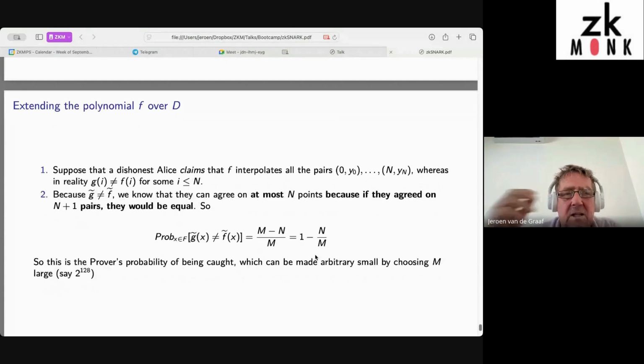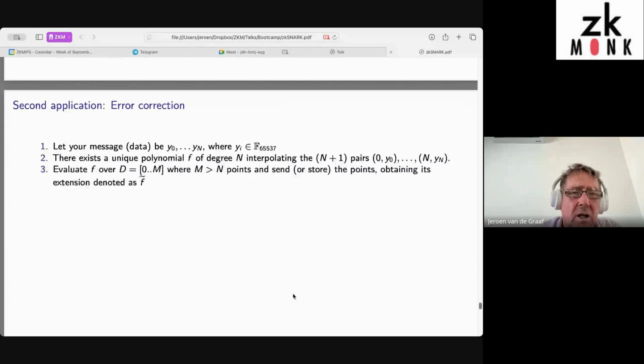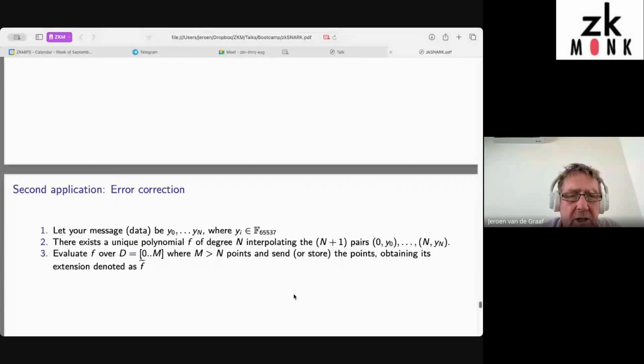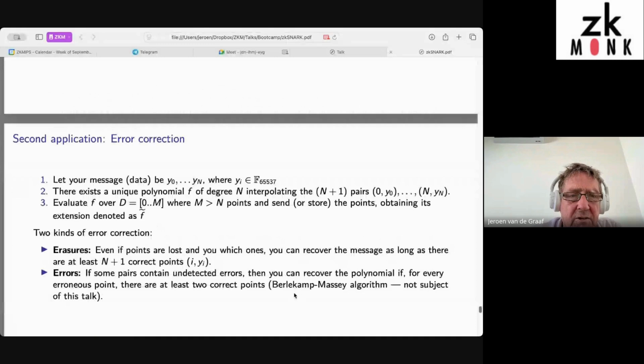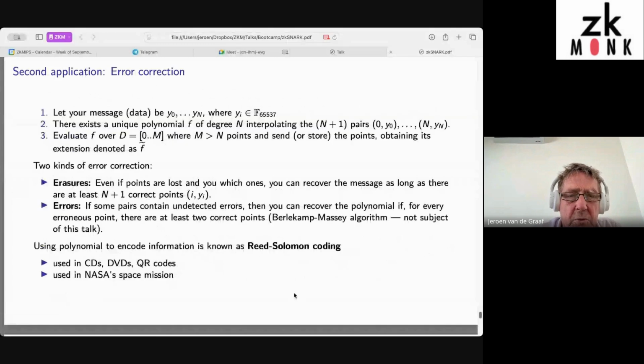The idea is that all these snarks are based on this idea of extending polynomials. As I said before, extending polynomials have been used for ages in error correction, in what are called Reed-Solomon codes. So if you see Reed-Solomon codes, you only have to think, oh, these are polynomial extensions. You don't have to worry too much about that.